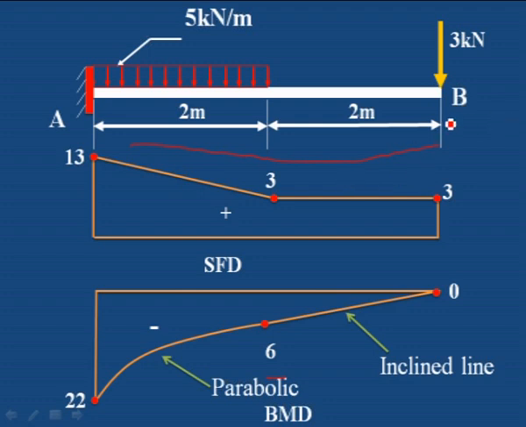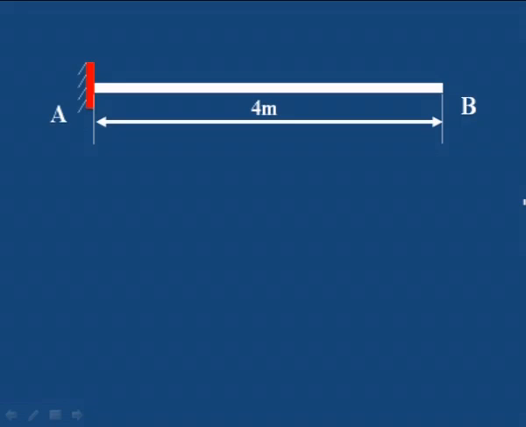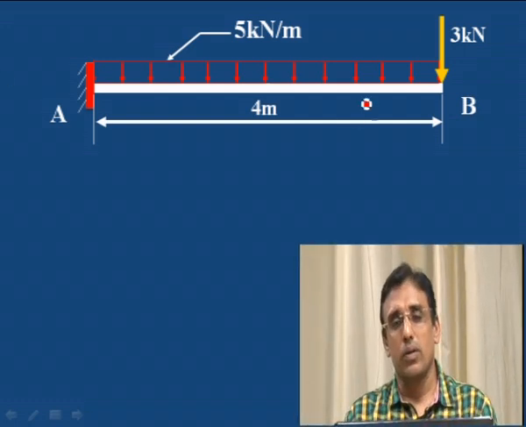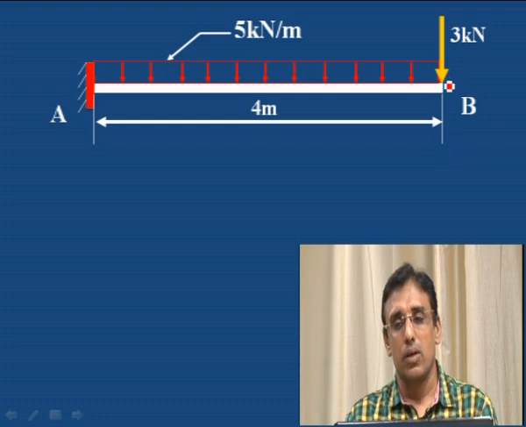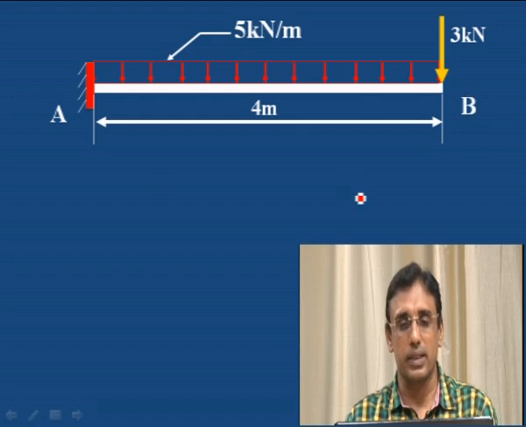Okay, in this case we have considered one point load and a uniformly distributed load over half of the portion. Next let us take one more example, a point load with a uniformly distributed load throughout its length: one point load at the free end, and UDL acting from A to B. How to calculate the shear force and bending moment diagram for this particular case?